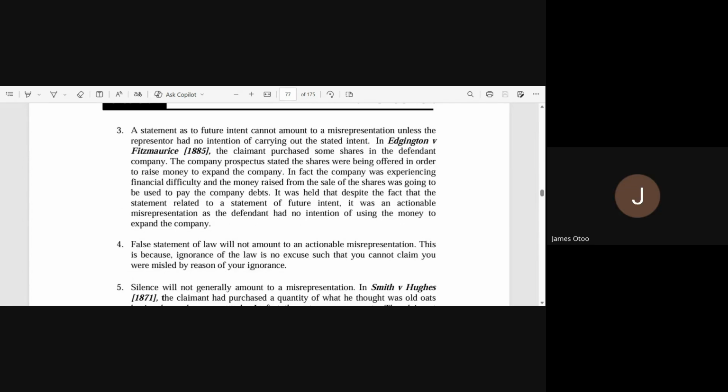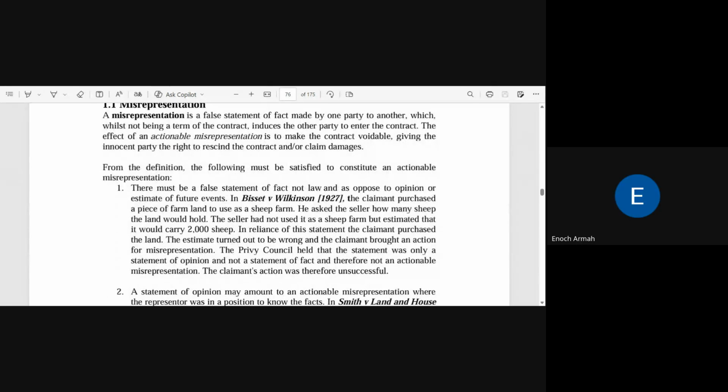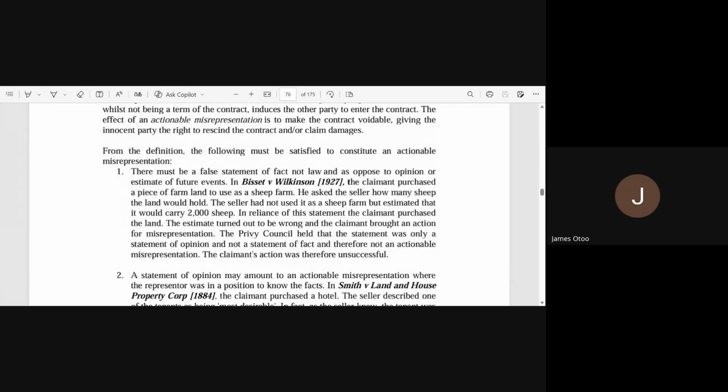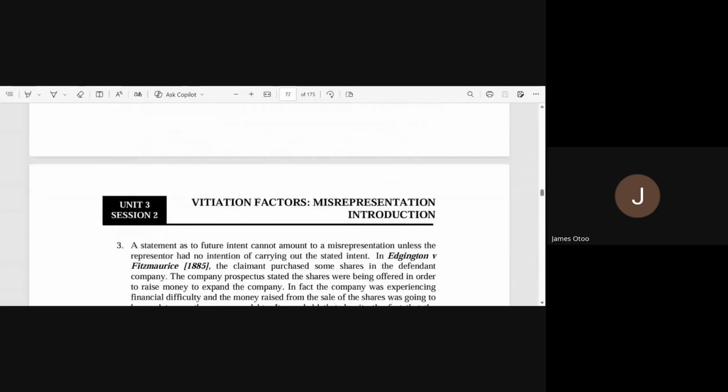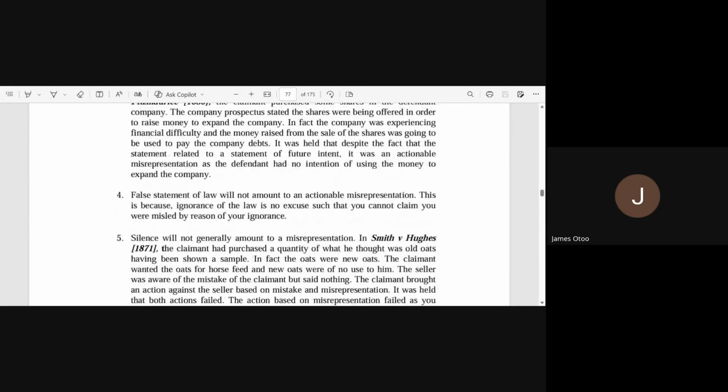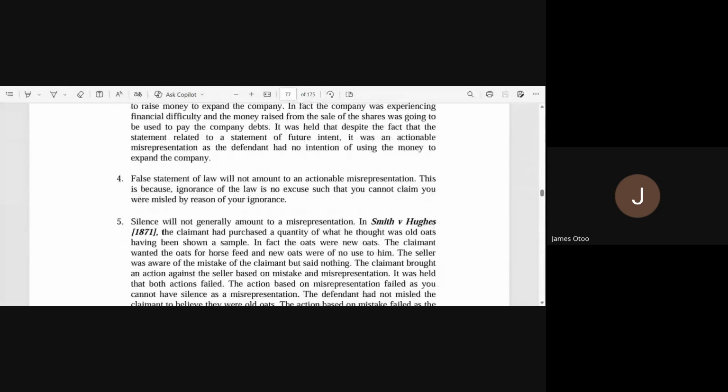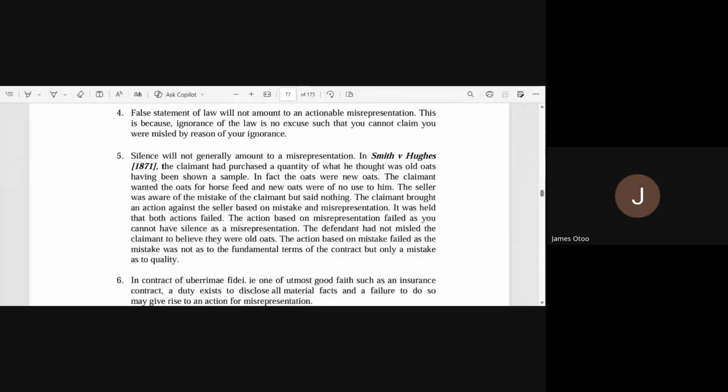Look at the first case we discussed, Bisset v. Wilkinson. I hope you get it. Silence will not generally amount to a misrepresentation. Your silence will not amount to misrepresentation. So the fact that you have sat quietly does not make you misrepresent the party.